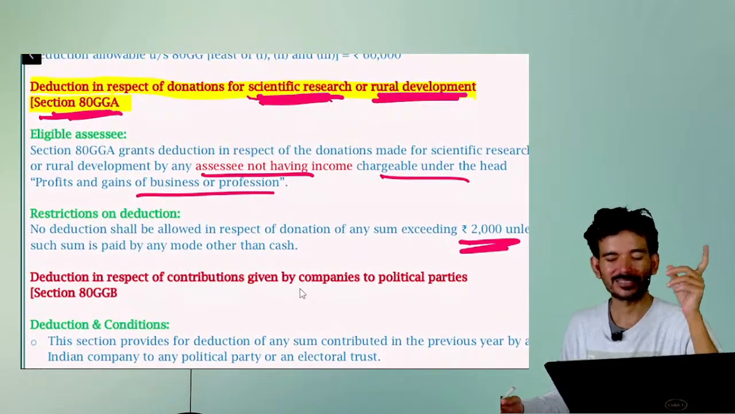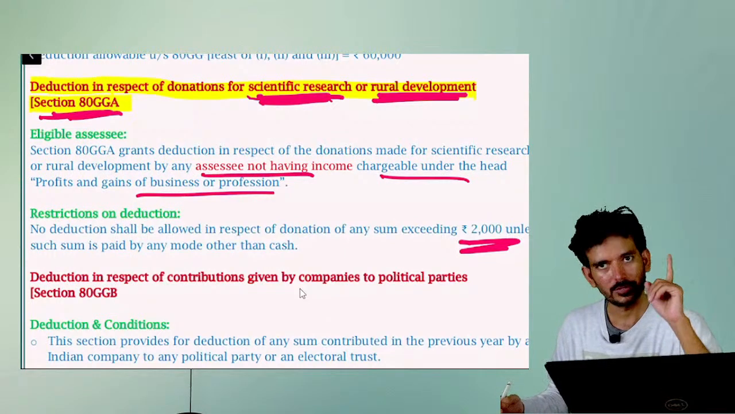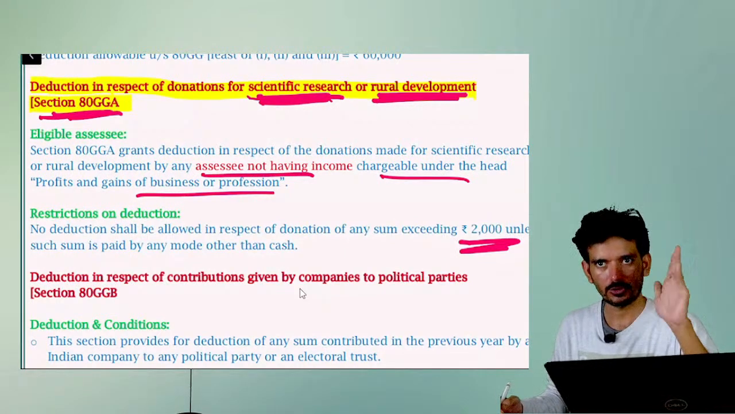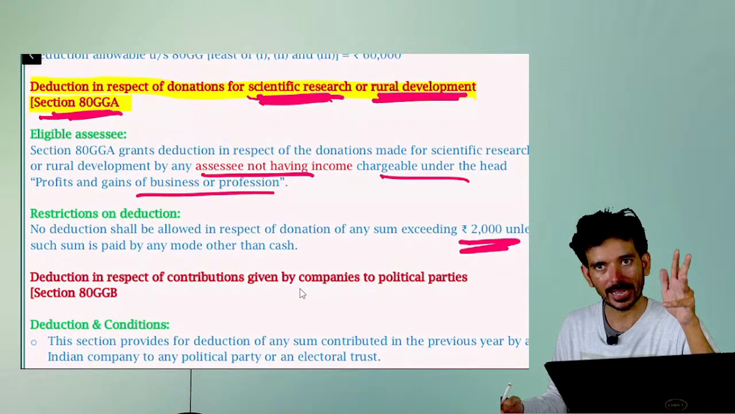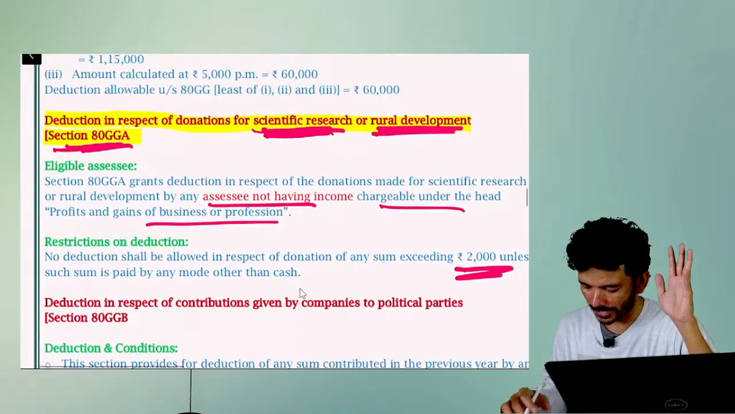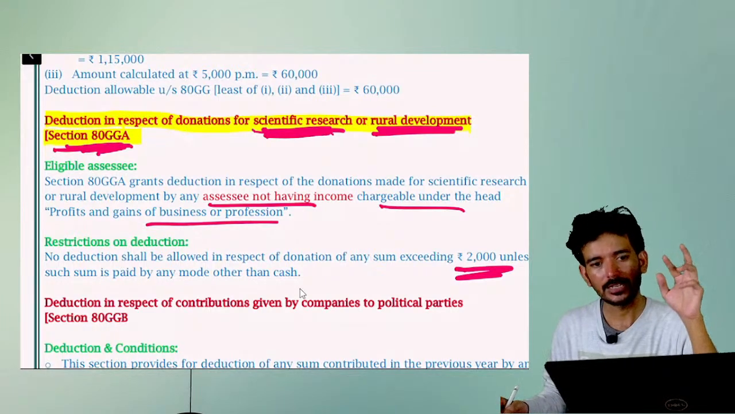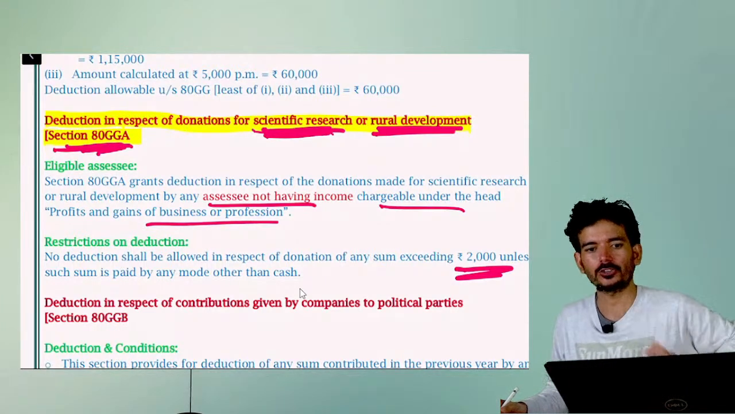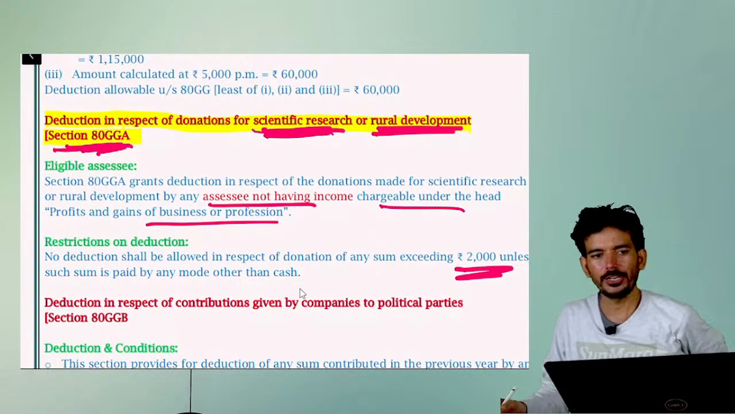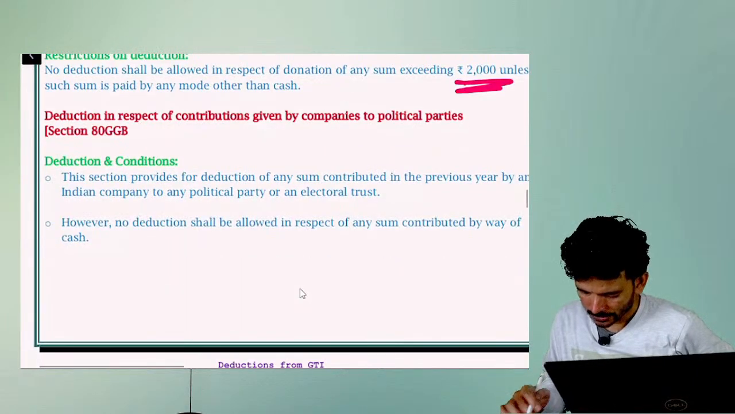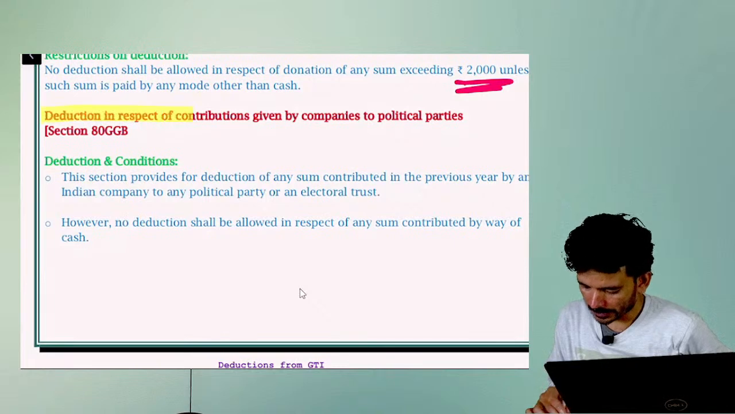Okay, so I'm just connecting the dots. If you are making any payment more than 2,000 rupees, you have to pay it otherwise than by cash. So that is for your 80GGA, nothing else to discuss. Whoever is not having PGBP income and still wants to contribute to scientific research or rural development programs can do it under 80GGA. So next, deductions in respect of contributions by companies to political parties, 80GGB.